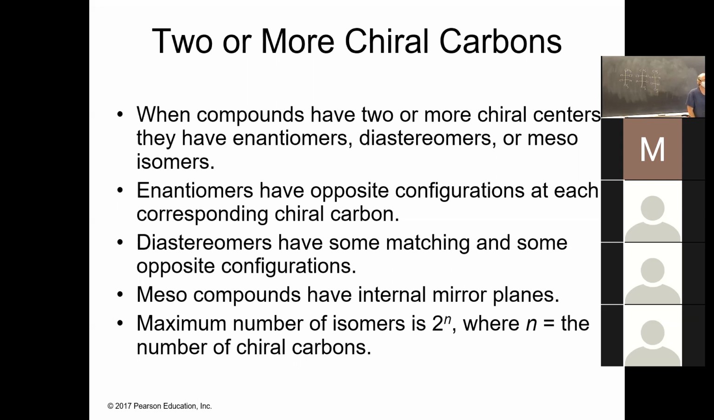Cholesterol, the molecule cholesterol, which has 4 rings, actually has 256 possible stereoisomers, but only one is the one we see in nature.